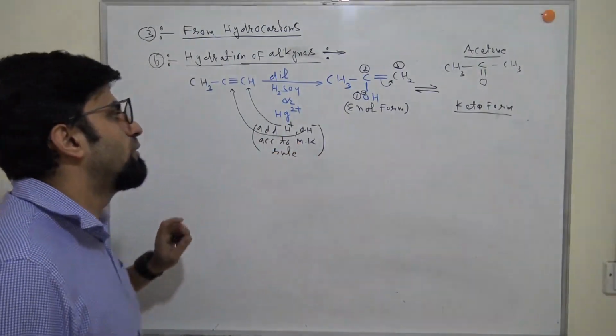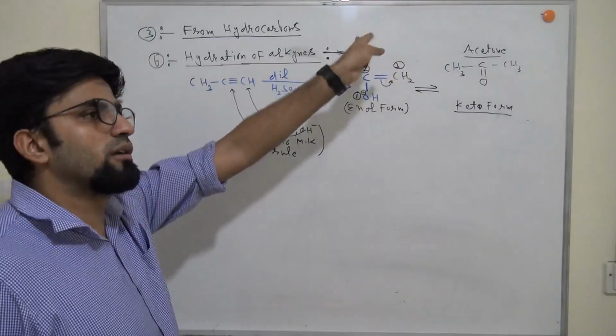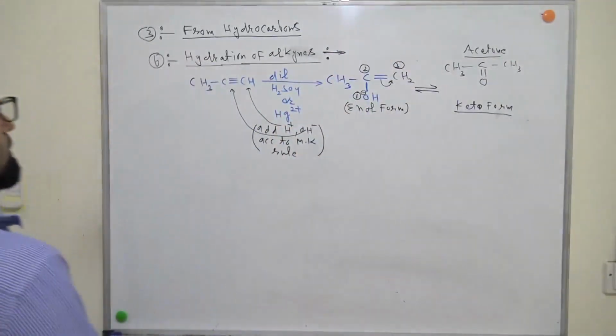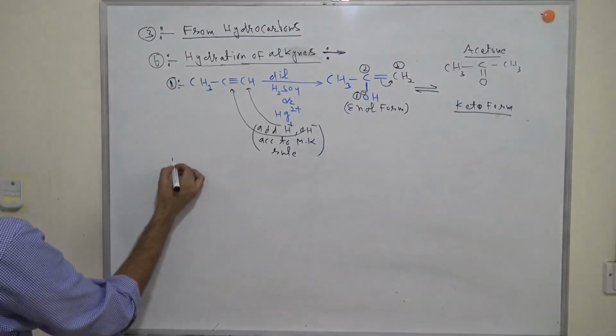What you have to do in keto form? Enol form 1, 2, 3. The H of oxygen will go to the third carbon and the bond between 2 and 3 will become between 1 and 2. That is your keto form. Right guys? So this is also a good question, like many students can't solve this.